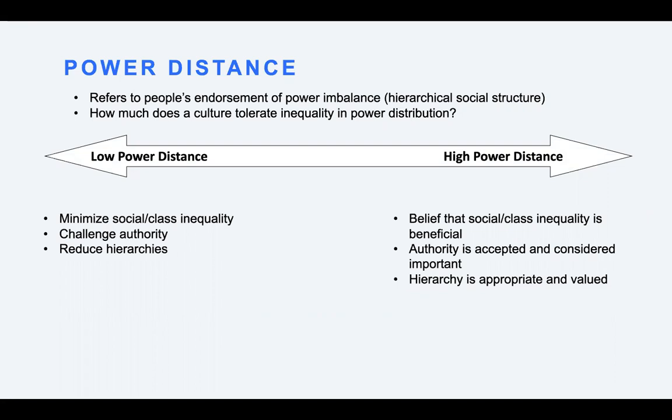Power distance refers to the extent to which a culture tolerates inequality in power distribution. In cultures with a larger power distance, inequalities among people are both expected and desired. People are expected to display respect and conform to status differences. Cultures with a smaller power distance de-emphasize and minimize inequalities.